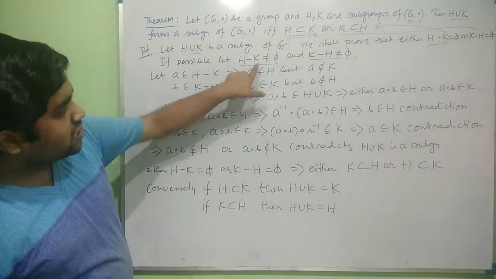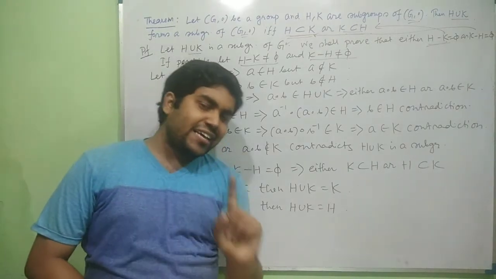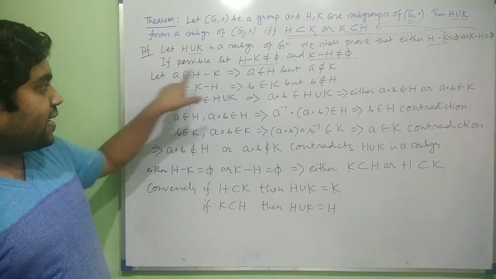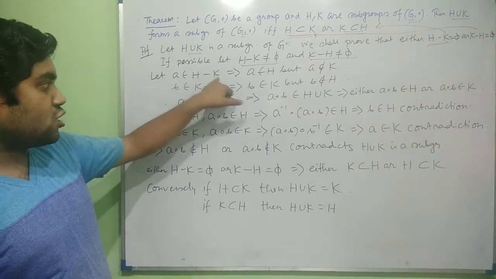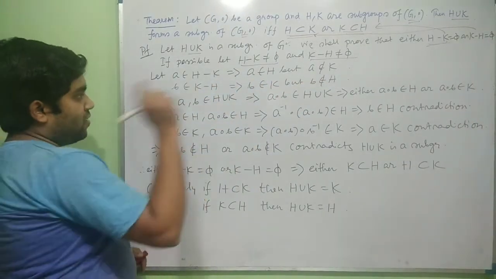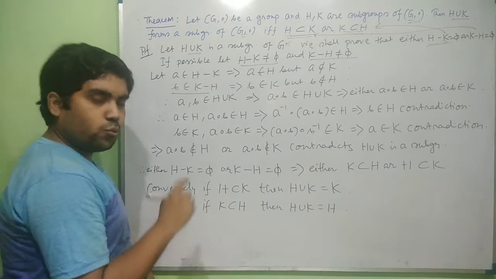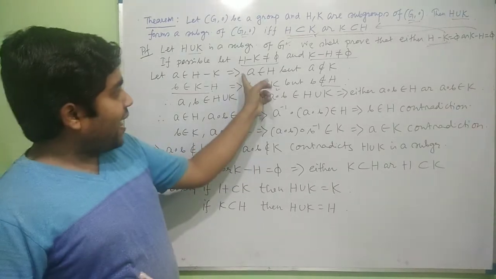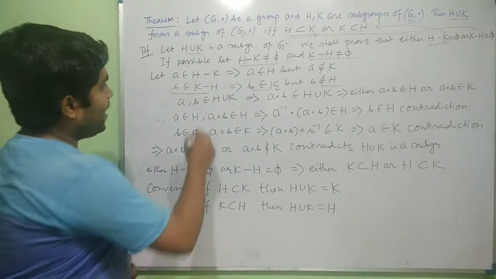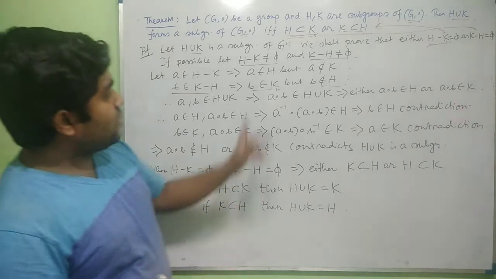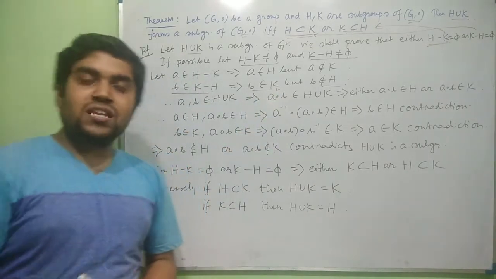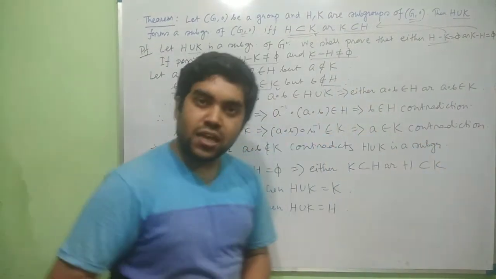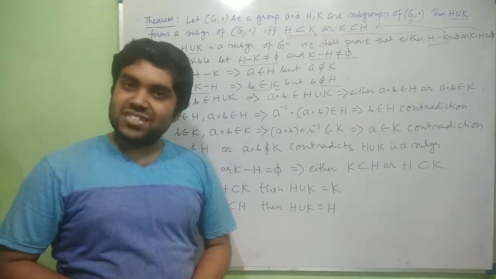If H minus K is non-empty, then we can find at least one element a belonging to H minus K. Since a belongs to H minus K, therefore a must belong to H, but a does not belong to K. Similarly, we can find an element b in K minus H, which implies that b must belong to K, but b does not belong to H. Since a is in H, therefore a must be in H union K. Similarly, b is in K implies b is also in H union K. We have considered that H union K is a subgroup of the group G. Therefore, all the properties of a group must be satisfied.